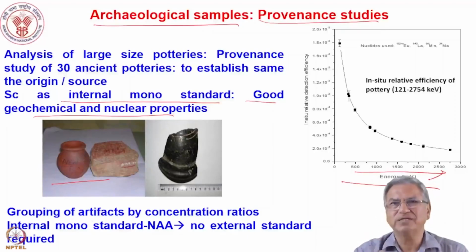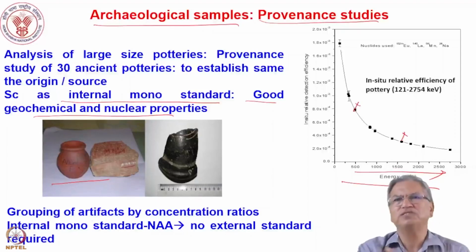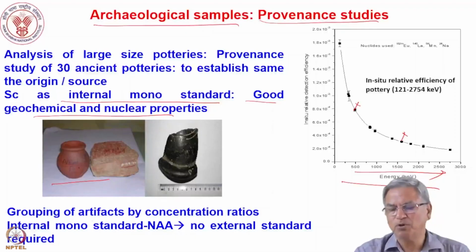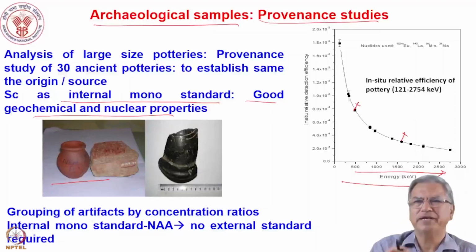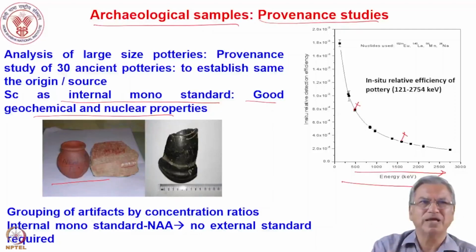And so the uncertainties are introduced, because suppose you have this scandium gamma one here, and you are using the other gamma here, so the ratio of efficiencies becomes important. If you do not have good efficiency data, then your analysis may be wrong. So in situ relative efficiency of the pottery from the same sample, you generate the efficiency data, because the standard is also in the same sample, like scandium. And so you require multiple gamma rays in the same sample, and internally you can generate the efficiency data with respect to that standard, like scandium.